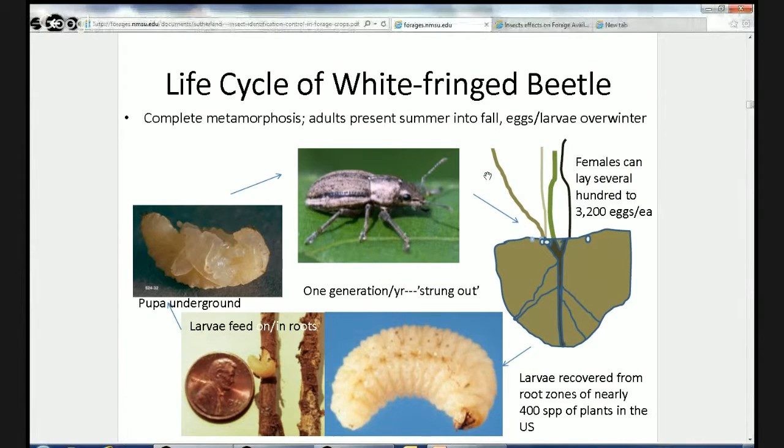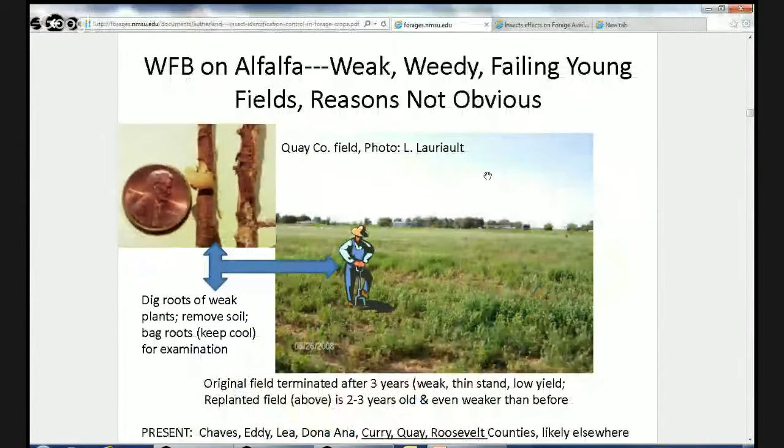And sometimes you got to look through and dig around and see what's going on. It says dig the roots of weak plants and remove the soil, bag the roots, and then look at them when you get back from the field. And you'll see, and here's to scale, what one of these larvae looks like. I find that fascinating.